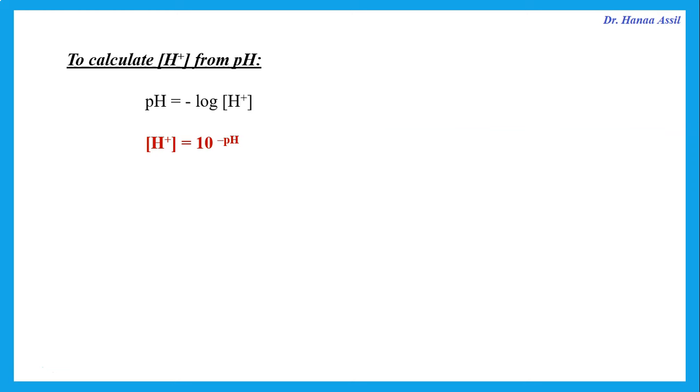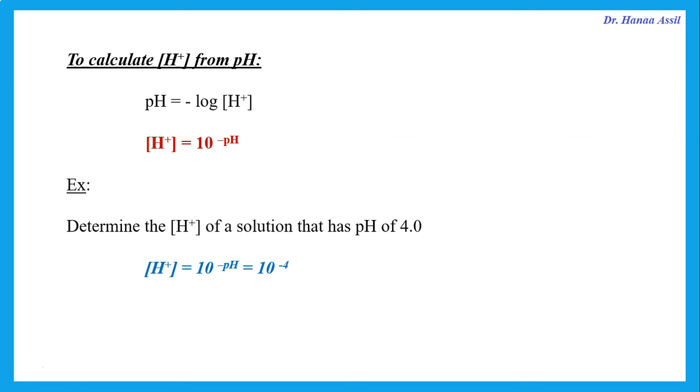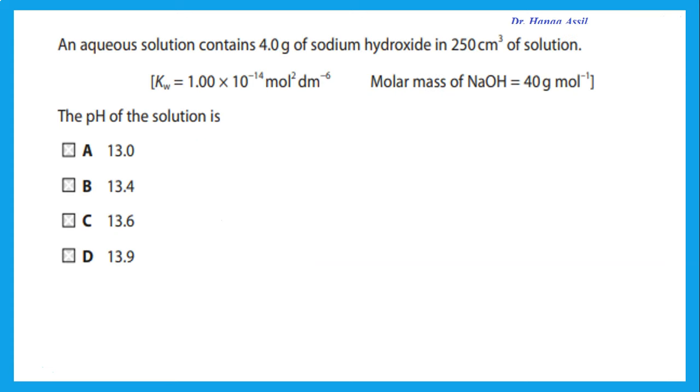To calculate H plus, remember pH is minus log H plus. So how do I get H plus? It's 10 to the minus pH. So if we say determine the concentration of H plus when the pH is 4, well, concentration of H plus is 10 to the minus pH. So that is 10 to the minus 4.